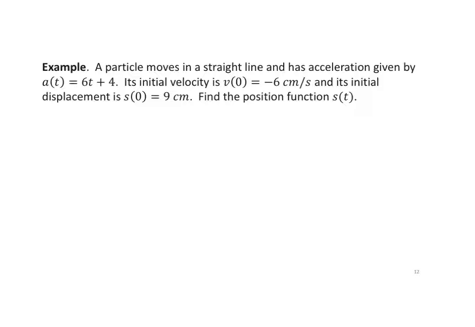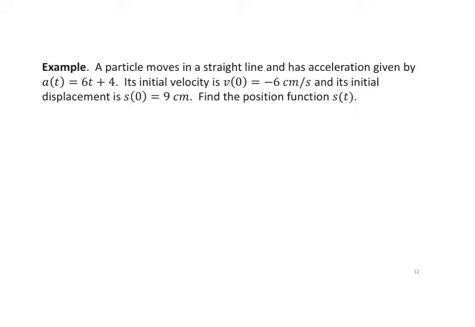Because remember, acceleration is the derivative of velocity. In other words, acceleration is the second derivative of position, which means it's going to be very similar to the previous example. So let's see what this problem says. A particle moves in a straight line and has acceleration given by a of t equals 6t plus 4.